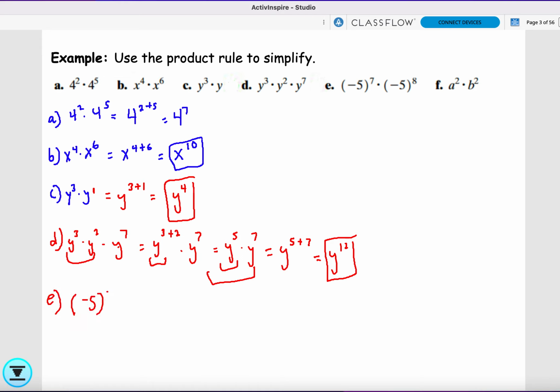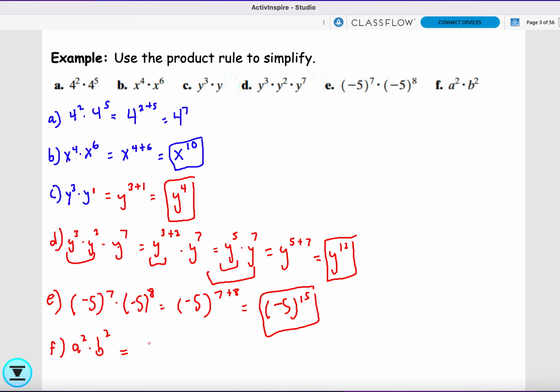Alright, E. Negative 5 to the 7 times negative 5 to the 8th power. So that's going to be negative 5 is the base, but we're going to add the 7 and the 8, which is 15, to the 15th power. And then we have F. F, you have a squared times b squared, which is just a squared times b squared. We do not add them because we do not have the same base. So since a and b are two different letters, we do not add the exponents, guys. We just rewrite them the way it is because that's the most simplified we can do.